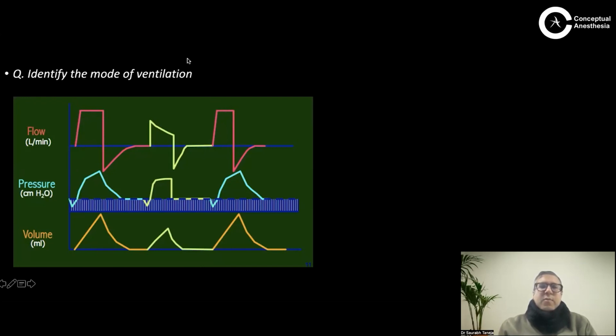As we have talked before, in volume controlled ventilation, the pressure waveform goes to a peak pressure and sometimes goes to a plateau pressure and then comes to the baseline. Here you cannot identify that. Then second question, is it a totally controlled mode or an assist control mode? So now we know this is a volume control mode.